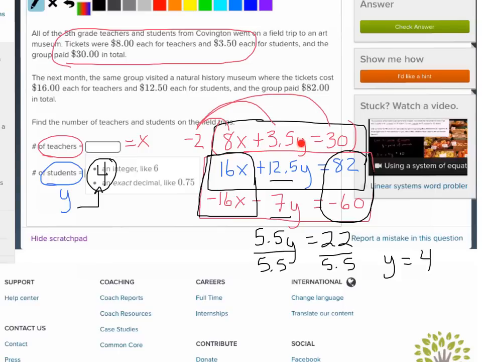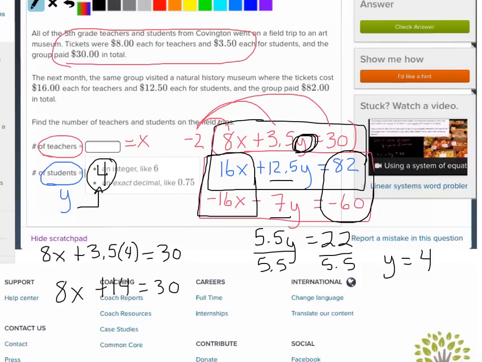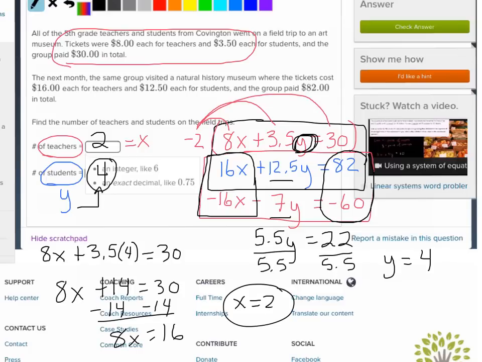So right where y is, I'm going to plug 4 in. I'm going to rewrite this as 8x plus 3.5 times 4 equals 30. Right here where the y was, I put a 4, didn't I? Now what is 3.5 times 4? So I've got 8x plus 14 equals 30. Then I'll subtract 14 on both sides, and I have 8x equals 16. When I divide by 8 on both sides, my x is going to be 2. So what we're saying is 2 teachers and 4 students went on the field trip.